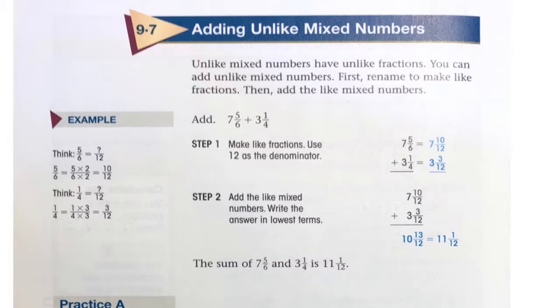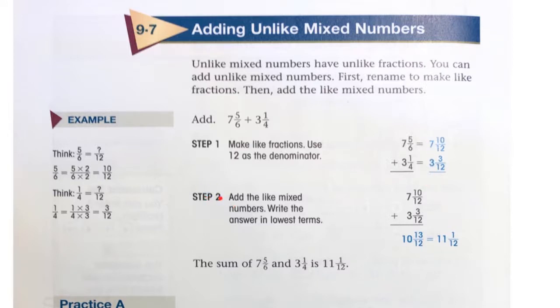For 1/4, it takes 3 4s to get to 12, so we increased 1/4 by multiplying the 1 times 3 and 4 times 3. So 3/12 has the same value as 1/4. Now they're both like fractions with the denominator of 12. The whole numbers haven't changed, only the fractions.